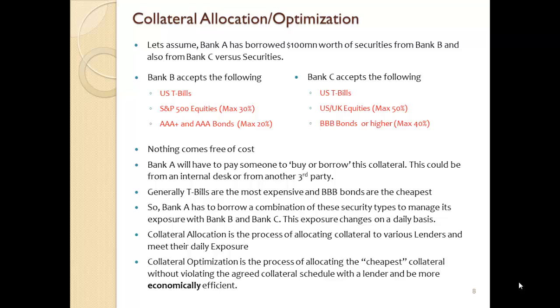Bank A could have actually given treasury bills as collateral to both Bank B and Bank C. They are considered to be the safest form of collateral and hence they are the most expensive as well. So from an allocation standpoint, Bank A would have spent a lot of money in sourcing these treasury bills and would have allocated the collateral to both Bank B and C. However, from an economic standpoint, that's not the most optimal allocation of collateral. Hence, it's important to understand the difference between allocation versus optimization.